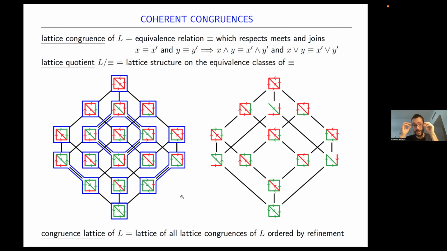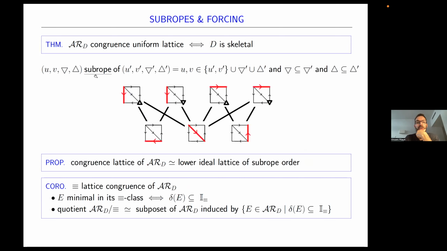So for the weak order, we understood it using the forcing order on arcs. Here it's the same. There is a forcing order on ropes, and for arcs it was sub-arcs, and here it's sub-ropes. So it's sort of the same condition. A rope (u, v, down, up) is a subrope of (u prime, v prime, down prime, up prime) if u and v are in between the endpoints of u prime and v prime, and everything which is below the first rope has to be below the second rope, and everything which is above the first rope has to be above the second rope. So exactly the same condition as for the arcs.